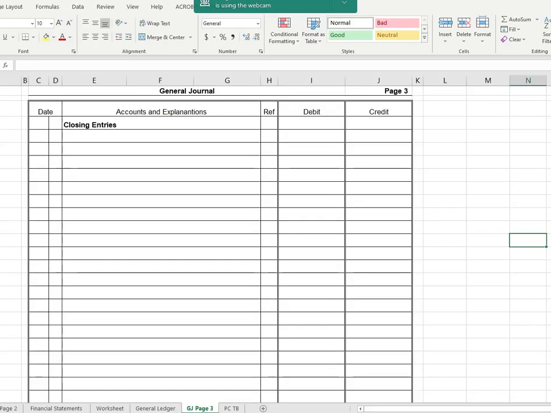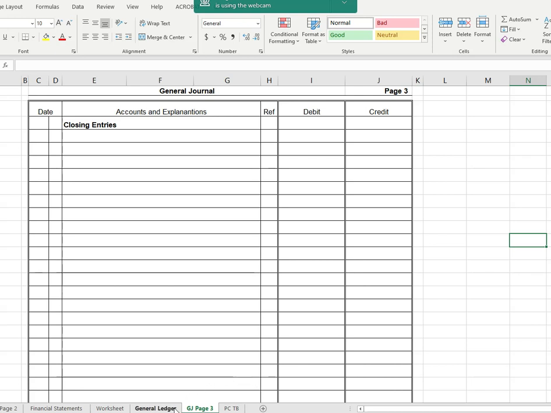Okay, so let's go here. This is our Excel worksheet. So we'll start with the page for the closing entries. The first thing we have to realize is that when we close our accounts, we only close temporary accounts. Our permanent accounts are assets, liabilities, and owner's capital. Those stay open all the time. We're not going to close those. We're only going to close our temporary accounts.